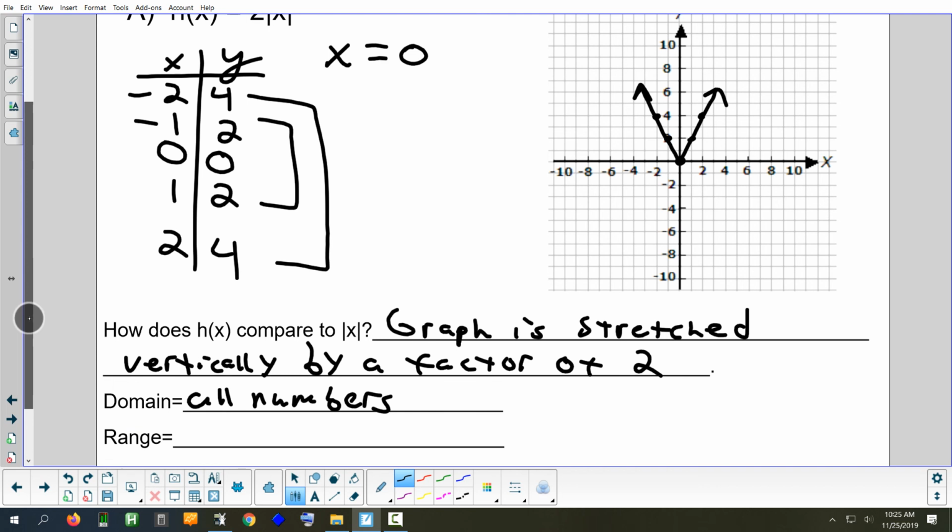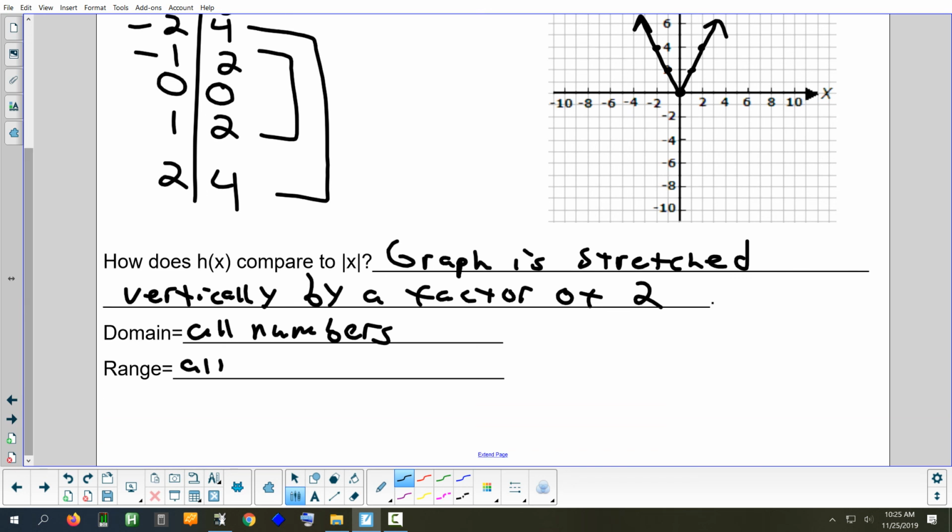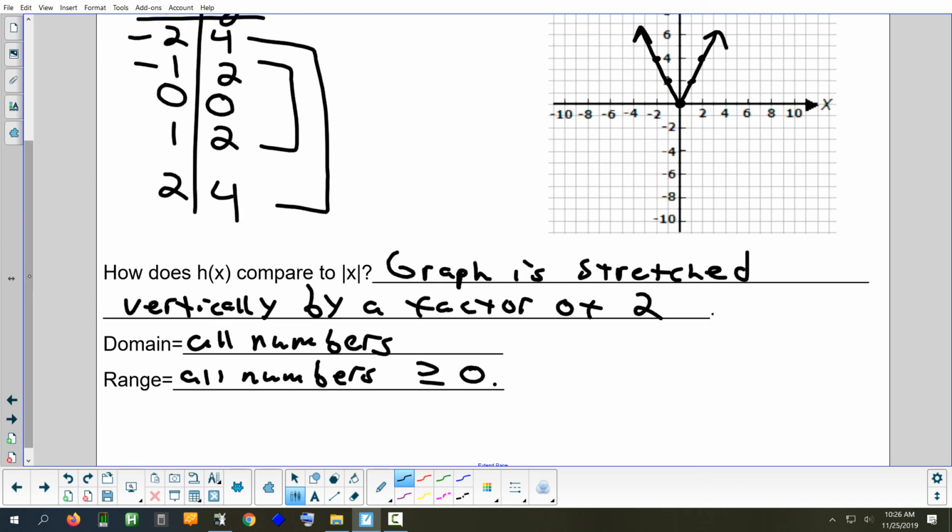Now, does it go down forever? Start with that. No. What's the lowest that it goes? 0. Lowest it goes is 0. Does it go up forever? Yes. So the range, all numbers greater than or equal to 0. It goes from 0 up forever. And that's it.